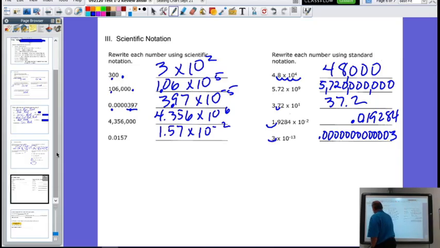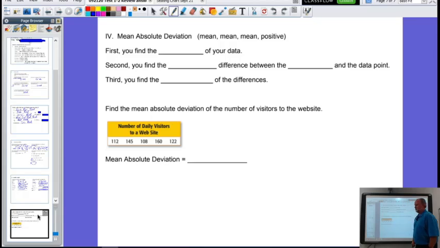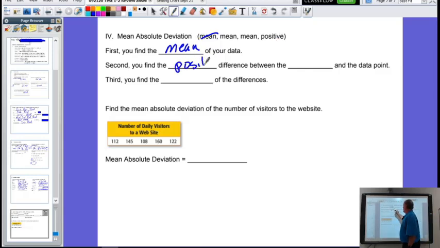The last section that we have on the test is mean absolute deviation. So the first thing you have to do is fill in the blanks. Okay, so in this one right here, it says first, what do we do? First, you find the mean of your data. Second, you find the positive difference between the mean and the data point. And then third, you find the mean of the differences.